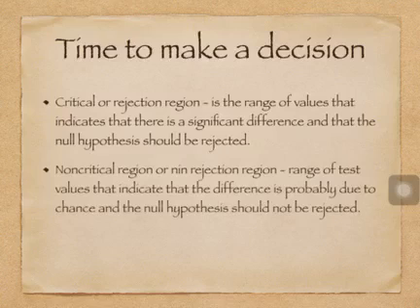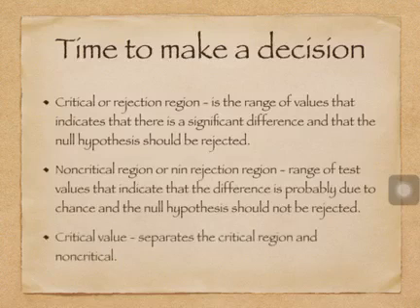But what value separates the critical region from the non-critical region? We have what we call the critical value. It separates the critical region and the non-critical region. But this process, once again, is the traditional way.